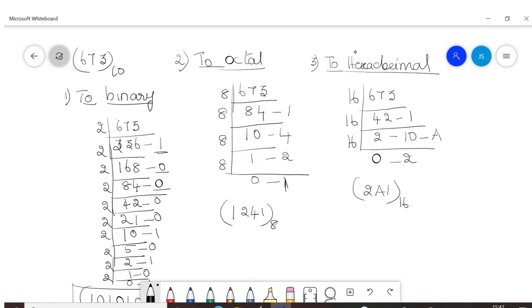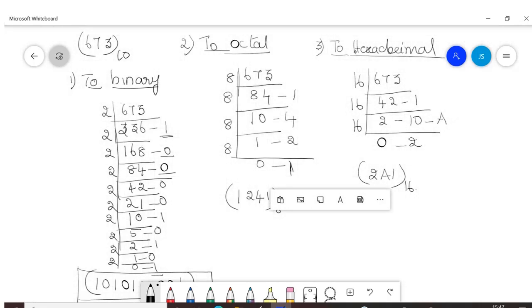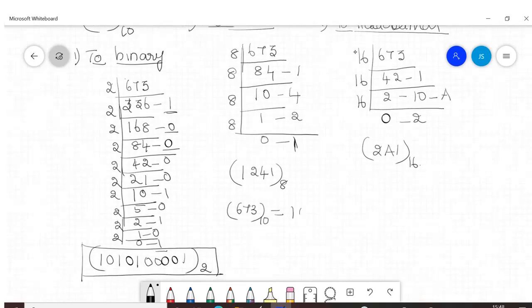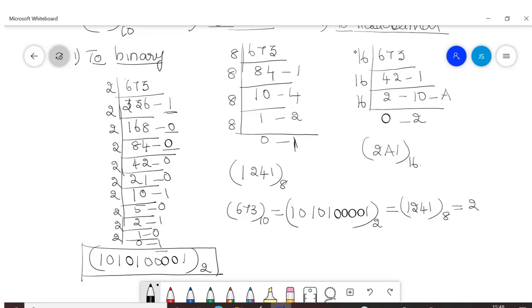So we write the relationship as 673 in decimal is equivalent to 1010100001 in binary, which is equivalent to 1241 in octal, and that is also equivalent to 2A1 in hexadecimal.